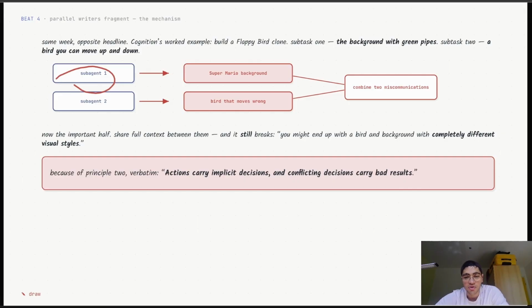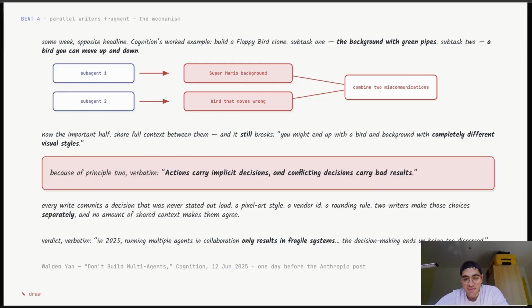And the reason is because of the second principle of multi-agent systems: actions carry implicit decisions, and conflicting decisions carry bad results. And this is the mechanism. It generalizes way past pixel art.